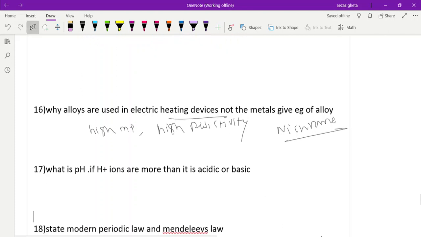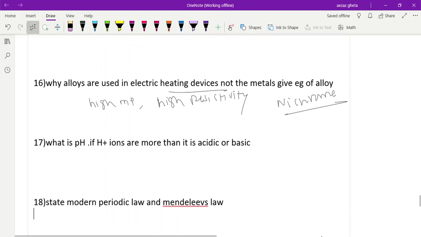Okay, so this is working based on the heating effect of electric current. These alloys have a high melting point and high resistivity.